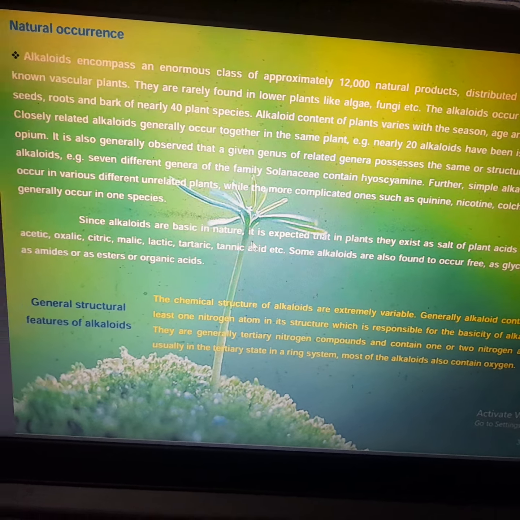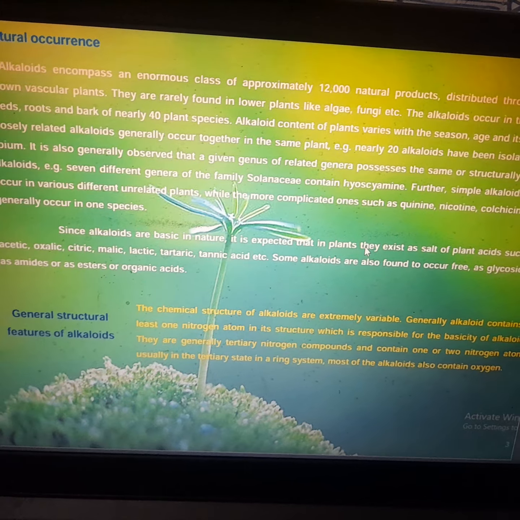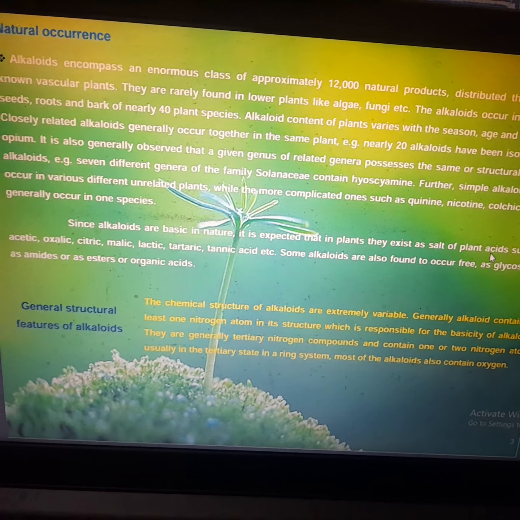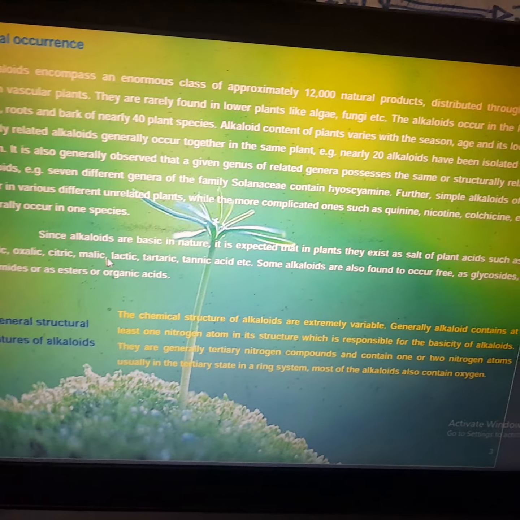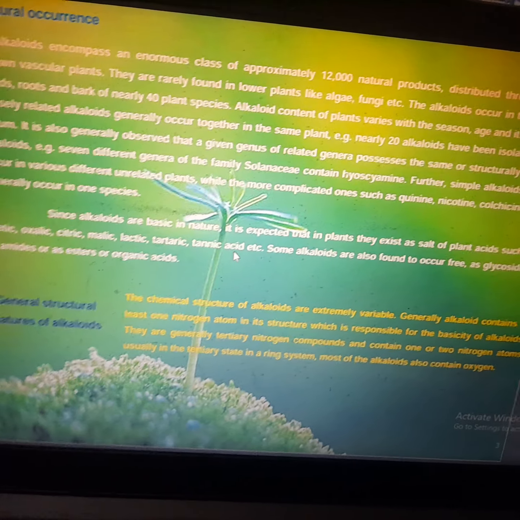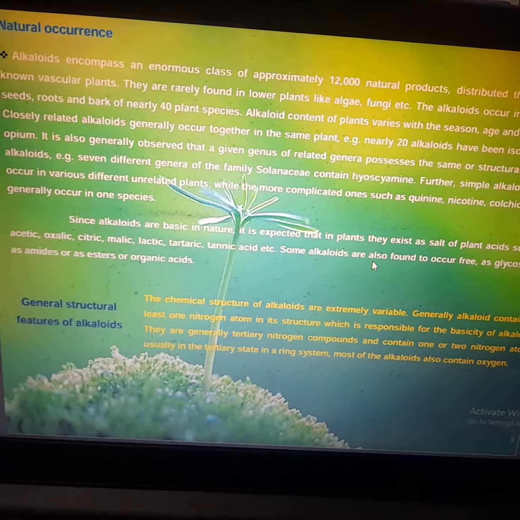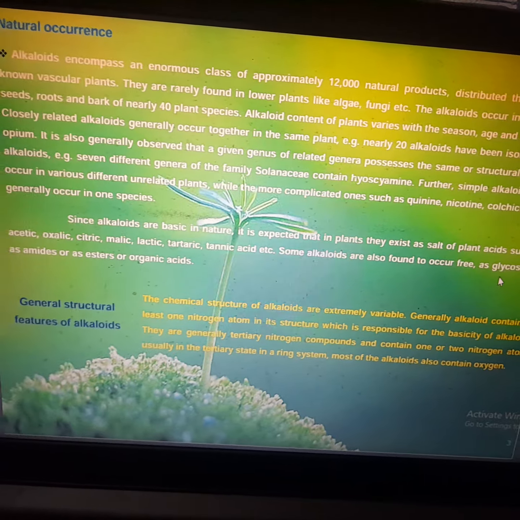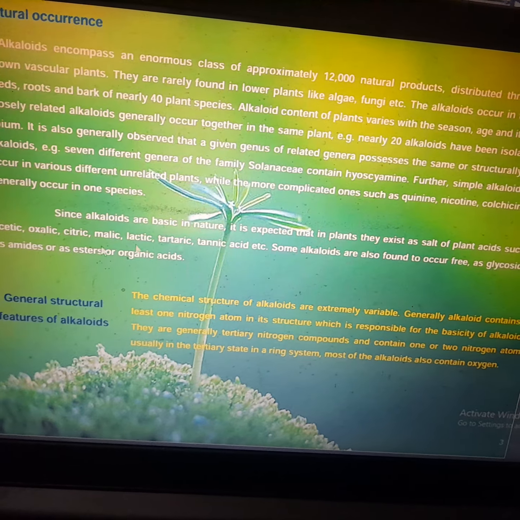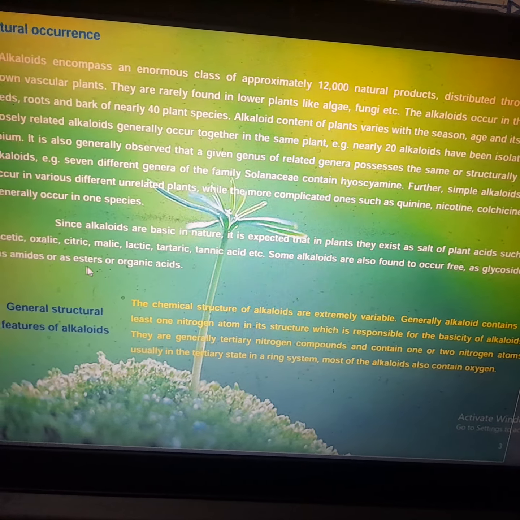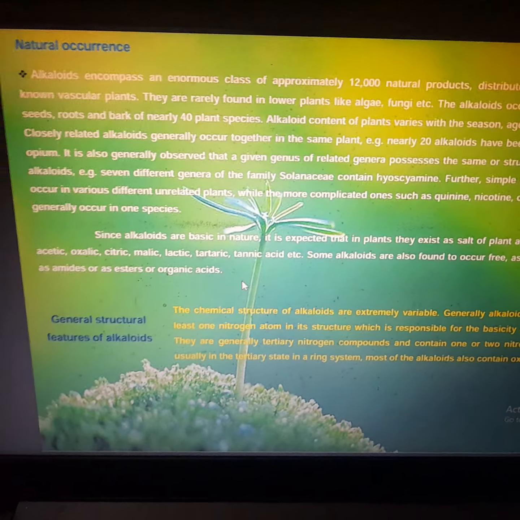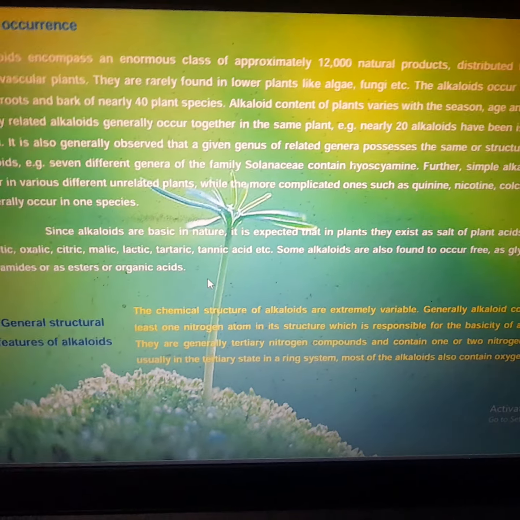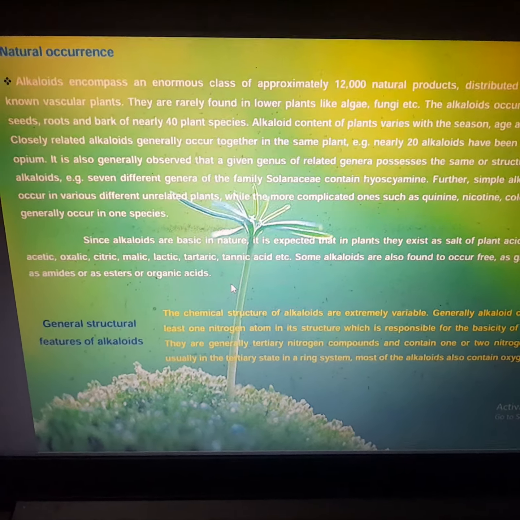Since alkaloids are basic in nature, it is expected that in plants they exist as salt of plant acids such as acetic, oxalic, citric, malic, lactic, tartaric, tannic acid, etc. Some alkaloids are also found to occur free as glycosides, as amides, or as esters of organic acids. We will discuss the general structure of alkaloids in the next video.